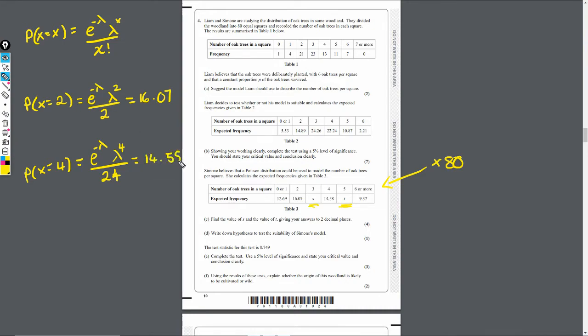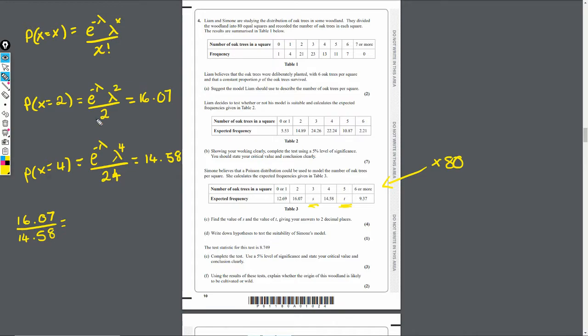So we can use this now to work out our probabilities for 3 and 5 once we've got a value for lambda. So what I'm going to do now is divide both of these. It doesn't matter which way you divide. You can do 16.07 divided by this, or you can do this divided by this. Either way, it doesn't matter. As long as your workings are exactly fine, then you'll get the same lambda value as I will. So I'm going to divide it as 16.07 over 14.58. But like I said, this does not matter at all. Just be very careful when you're working.